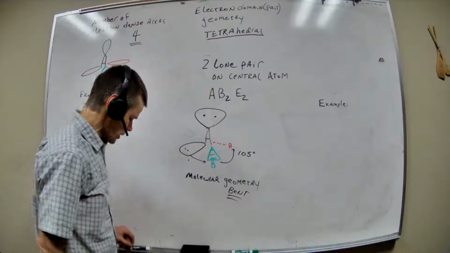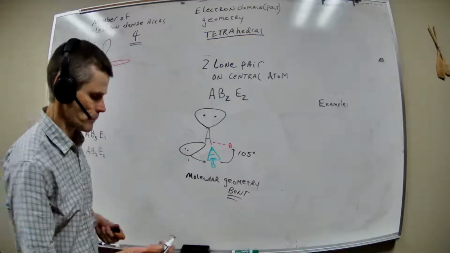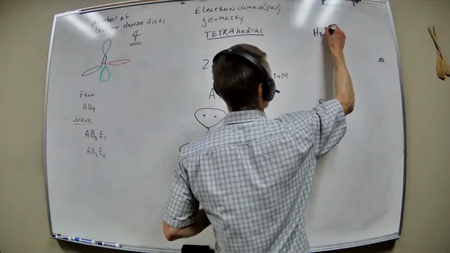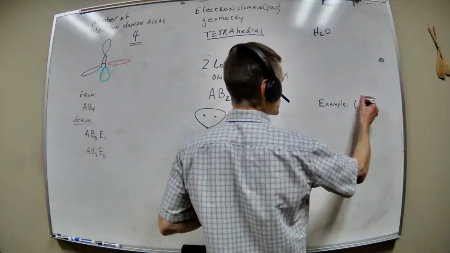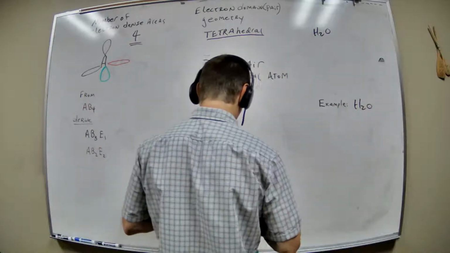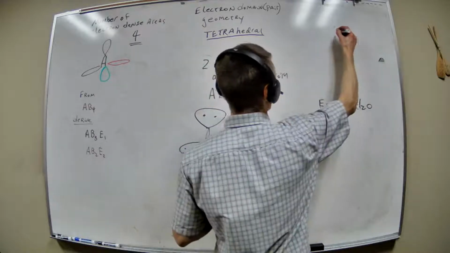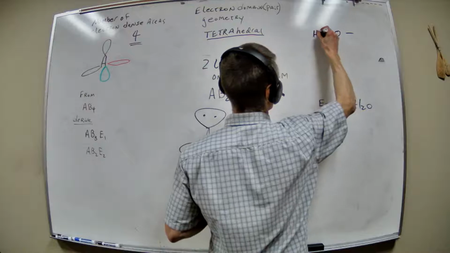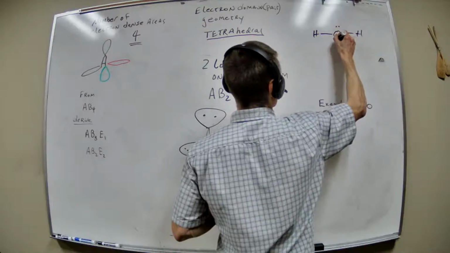Let's think of a molecule that follows this type of geometry. Water, H2O. If we go through the steps for writing the Lewis structure for H2O, what we find is that we have a central oxygen atom bonded to 2 hydrogen atoms, and there's 2 lone pair of electrons on our oxygen.